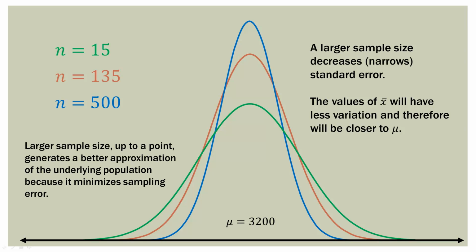So a larger sample size up to a point generates a better approximation of the underlying population because it minimizes the sampling error. And that's sort of the basic concept of the relationship between the standard error of the mean and sample size.